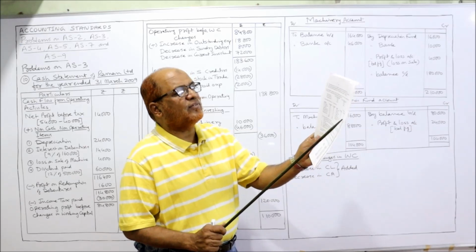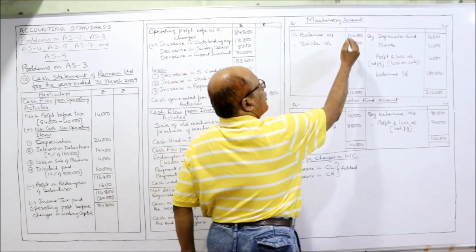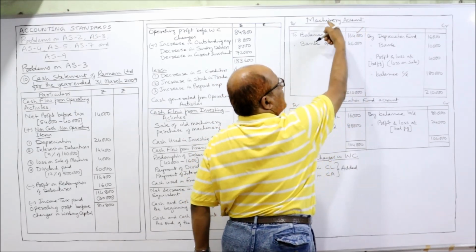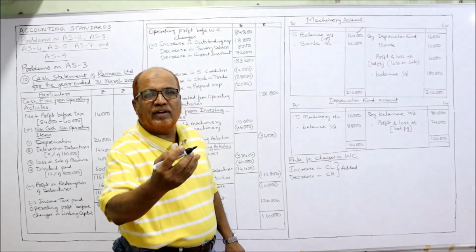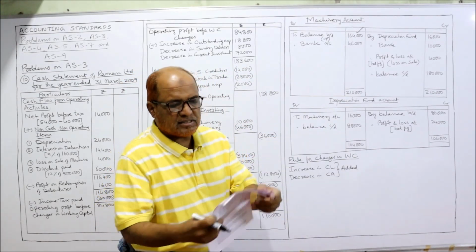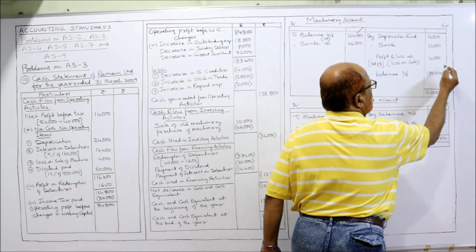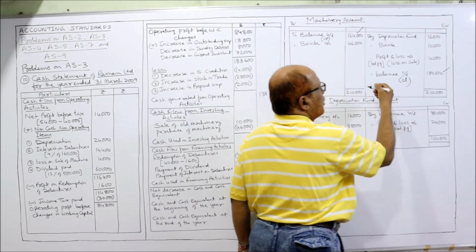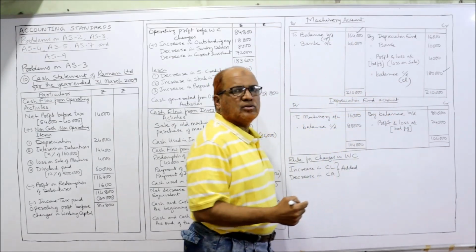Last year 164, current year 180. 1,64,000 is the opening balance of the machinery account. This is the opening. And end of the year, it is given 1,80,000. So this 1,80,000 is the closing. So opening machinery 1,64,000, closing machinery 1,80,000.